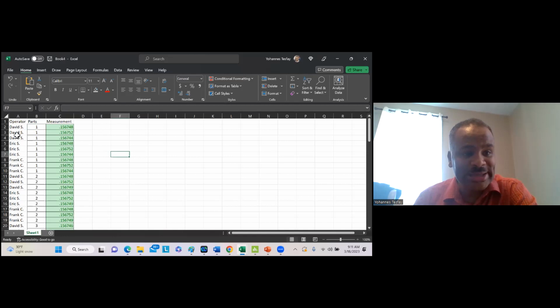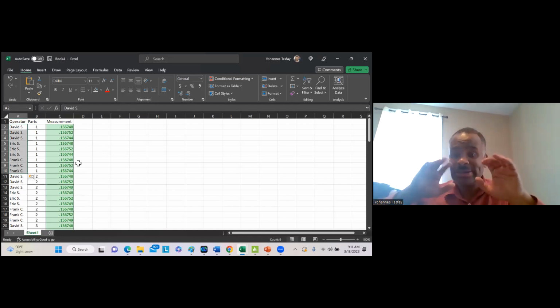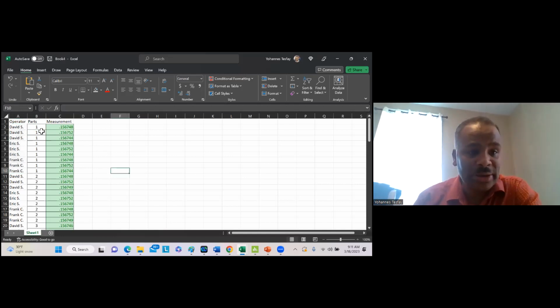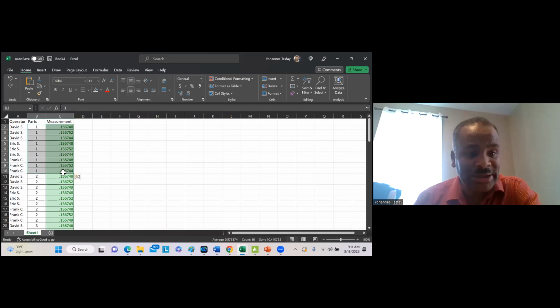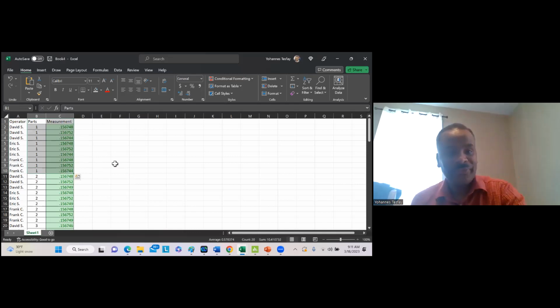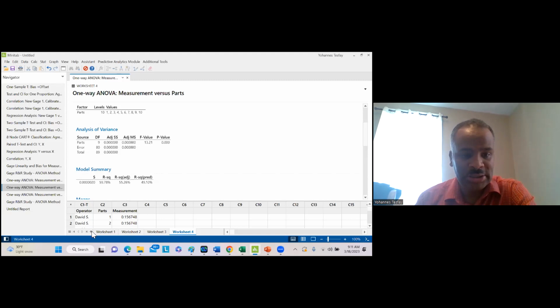Now we already assessed that these operators have no difference. We already got them. They use the gauge system, their capability is the same. So the variation comes from where? Here. Part to part. Isn't it? Yes, part to part. Therefore, what we're going to do is take this one by itself, take that, and go to another Excel sheet. I'm going to just paste it here, okay?